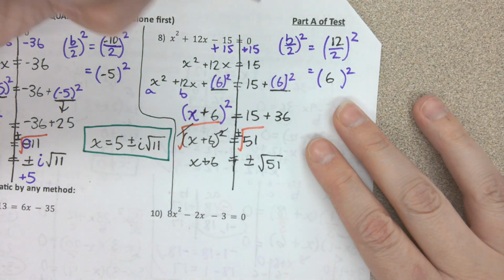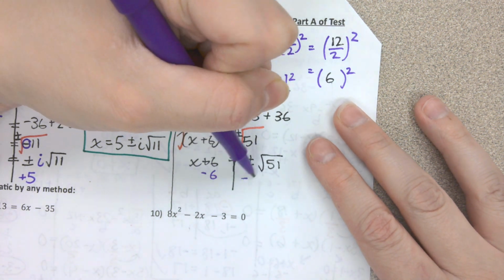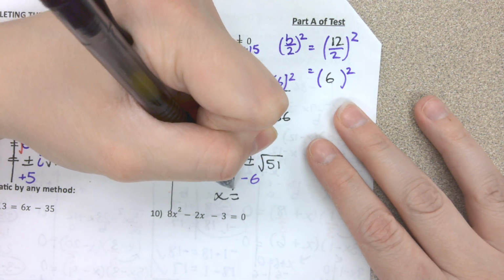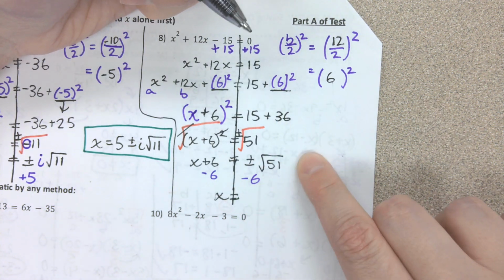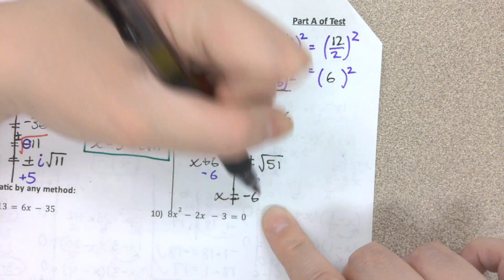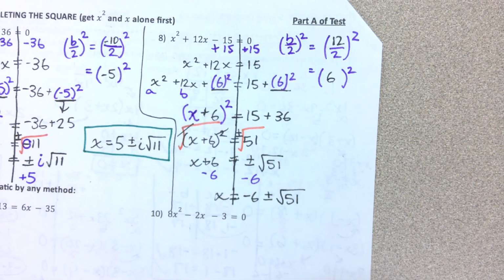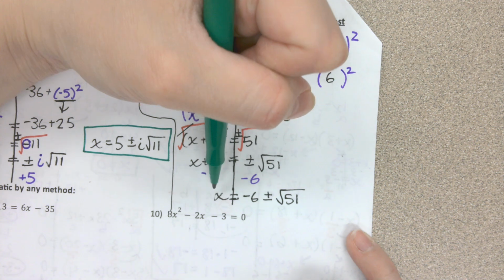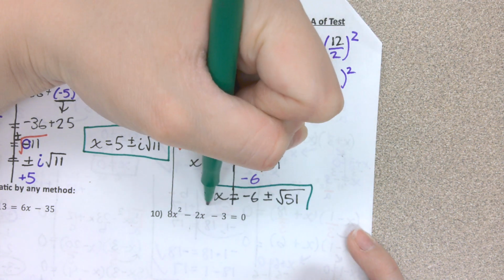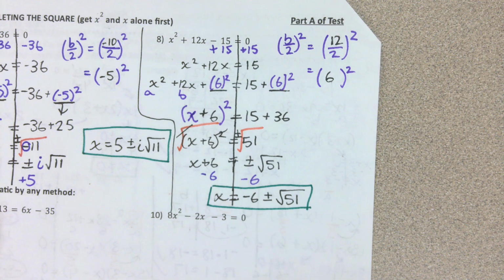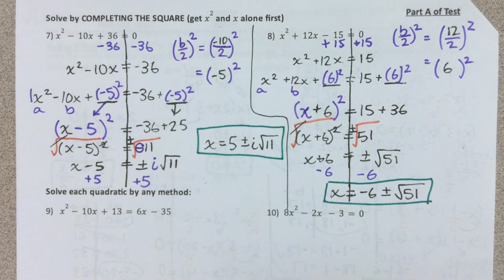Lastly, we have a plus 6. Let's minus 6 on both sides. X equals, bottom to top, negative 6 plus or minus square root of 51. That is our answer. And there you have it. That's all we have to do for completing the square.